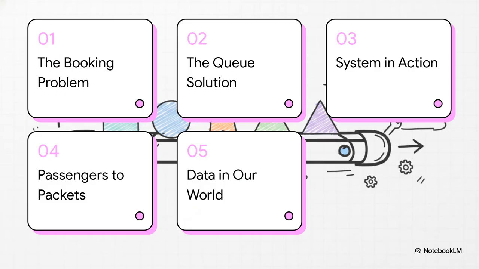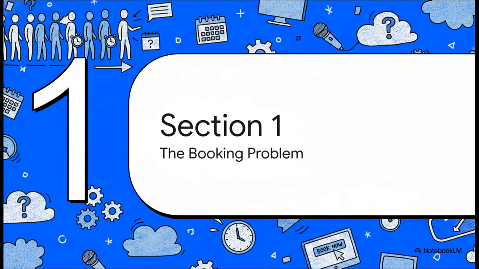Okay, so here's what we've got on tap. We'll start with the booking problem itself. Then, we'll introduce the solution, the queue. We'll see it all in action, connect it to the world of electronics, and wrap up by looking at where else these data structures pop up in our world. Let's get into it.